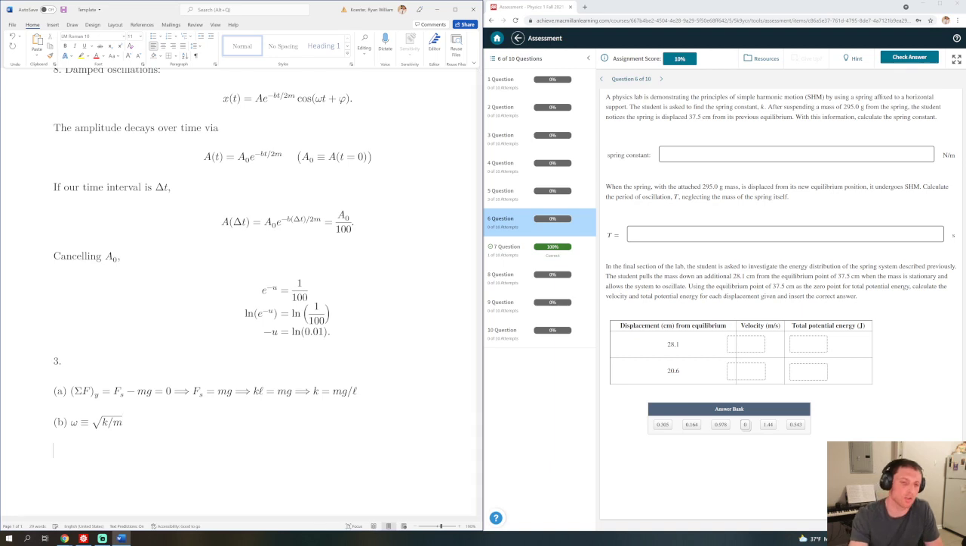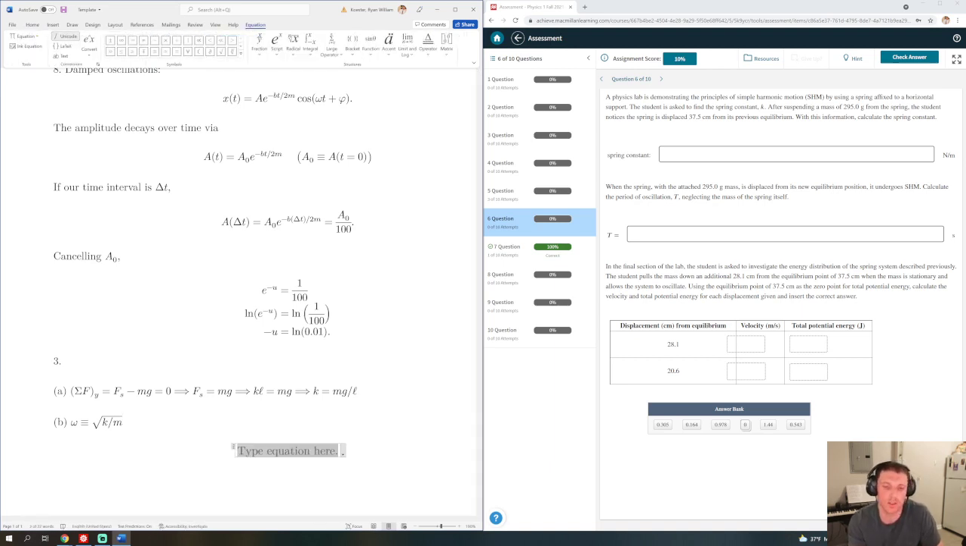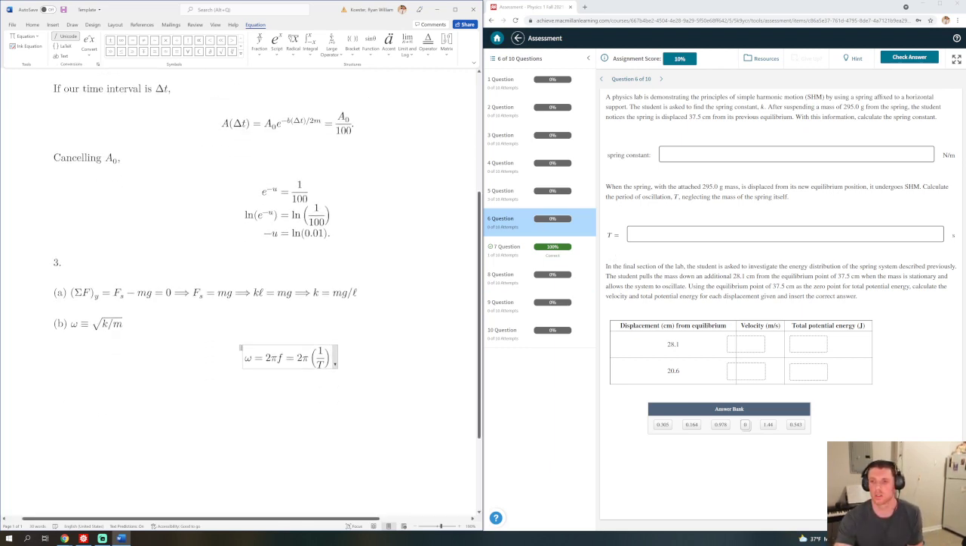angular frequency. Now, I don't remember most of these formulas off the top of my head, so I'm going to have to derive this really quickly. But I do happen to remember that omega equals 2 pi f. And that f, if I'm not mistaken, is 1 over T, which is the period, right? Which is what we want to solve for here. So this is what you've got to do for part 2.